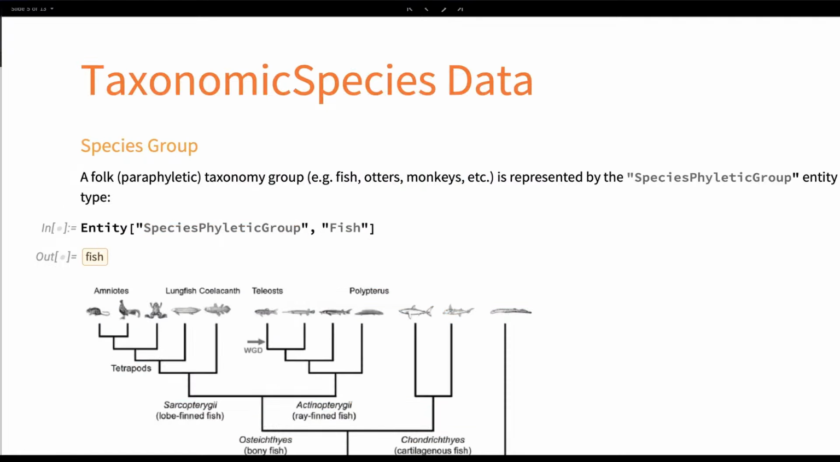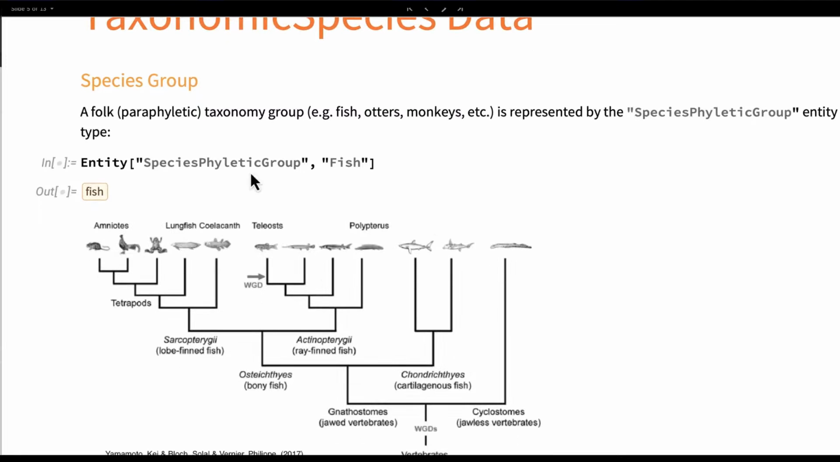And one of the key features in this new dataset is that you can conveniently analyze information about a folk taxonomy group. Fish, otters, monkeys, and so forth are so-called paraphyletic taxonomy groups. Like shown in this diagram, for example, fish species belong to multiple branches in the taxonomic tree, and there is no single taxon to describe fish, and therefore it is a folk taxonomy group.